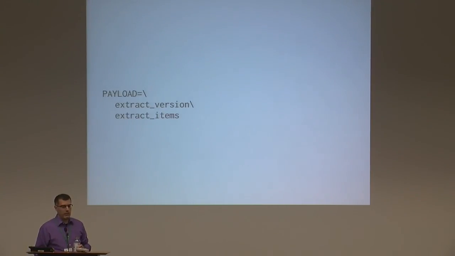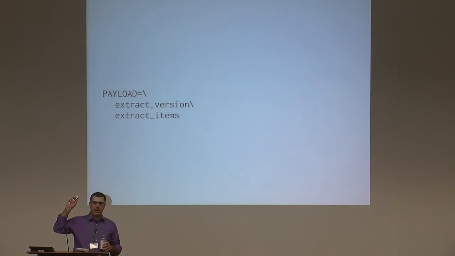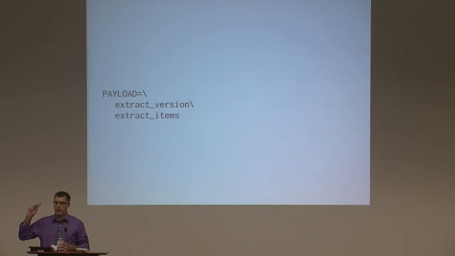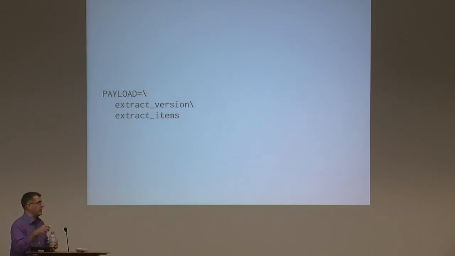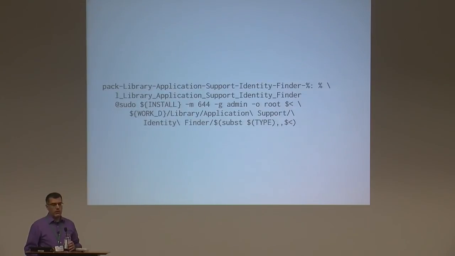To get the files extracted from the archive, I have to add them to the payload variable. So I'm extracting the version, that's the plist, where I'm extracting the info plist and getting the version number, and I'm extracting items. So these things may not really look like payload, but payload is where the actual action in Luggage happens. So that's where I'm saying I need this to actually take place. So there are multiple items that are then installed into the application support folder, so I generalize the rule for that.